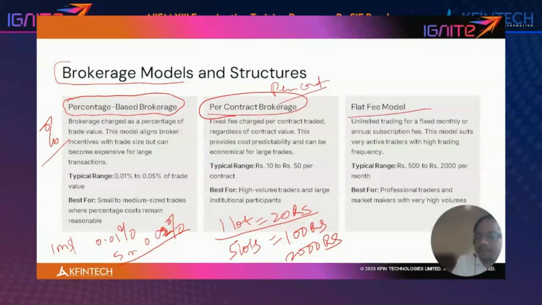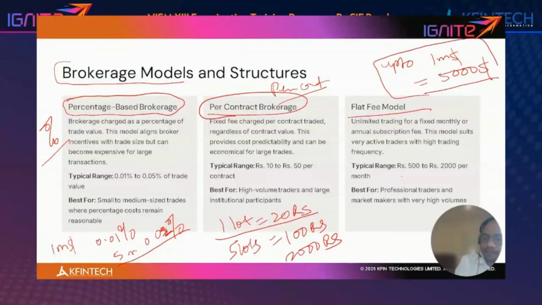Then there is a flat fee model. It will say that up to $1 million of transaction, I will charge $5,000. Flat fee. And anything above $1 million is a flat $10,000. So these are the different types of brokerage models that the brokers follow in the world.